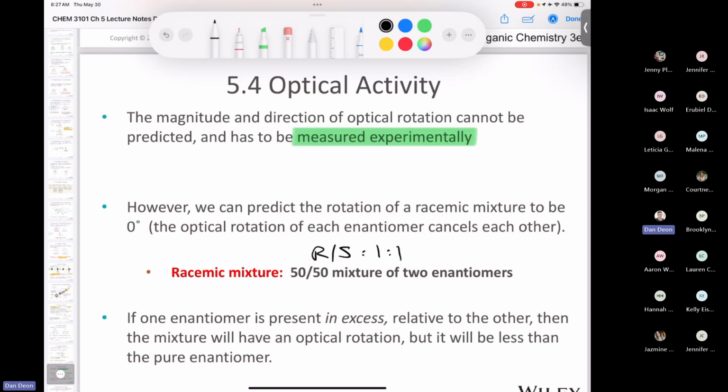And so if you have a mixture that's racemic, meaning 50-50 R and S, it doesn't rotate plane polarized light at all. Okay, it doesn't do anything, right? They cancel each other out. So yeah, you don't get a lot of information from that.